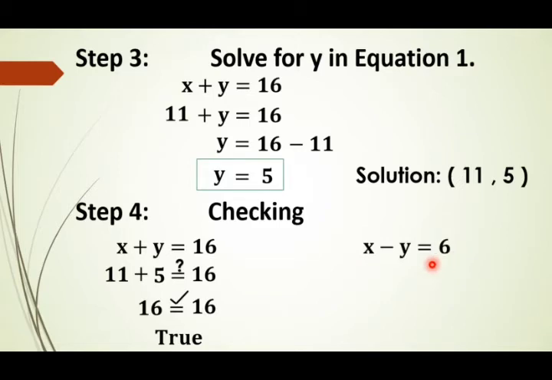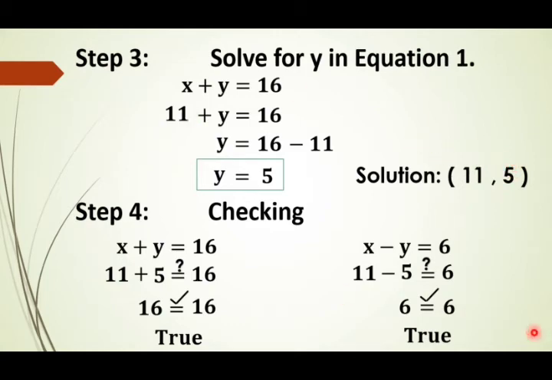x minus y equals 6. 11 minus 5 equals 6. Correct. 6 equals 6. The resulting statement is also a true statement, therefore 11, 5 satisfies the second equation. Therefore, since 11, 5 satisfies the first equation and the second equation, it is the solution of the system. Nasolve na natin yung system.